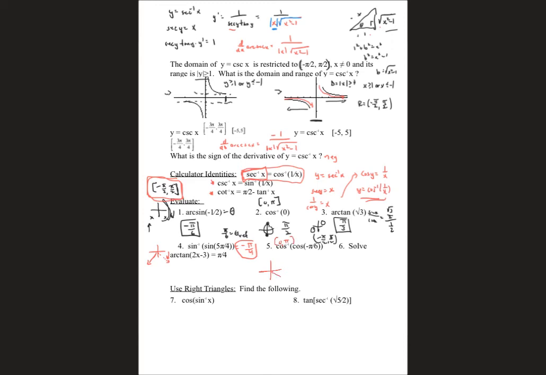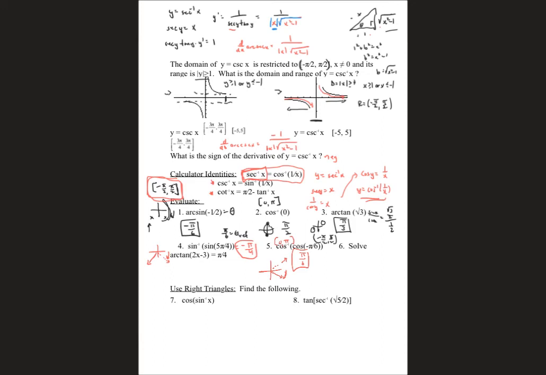So we say, well, -pi/6 is down here. Cosine is positive in quadrant 4, so we need an angle that's positive that falls between 0 and pi. And so that is going to be a positive pi/6.